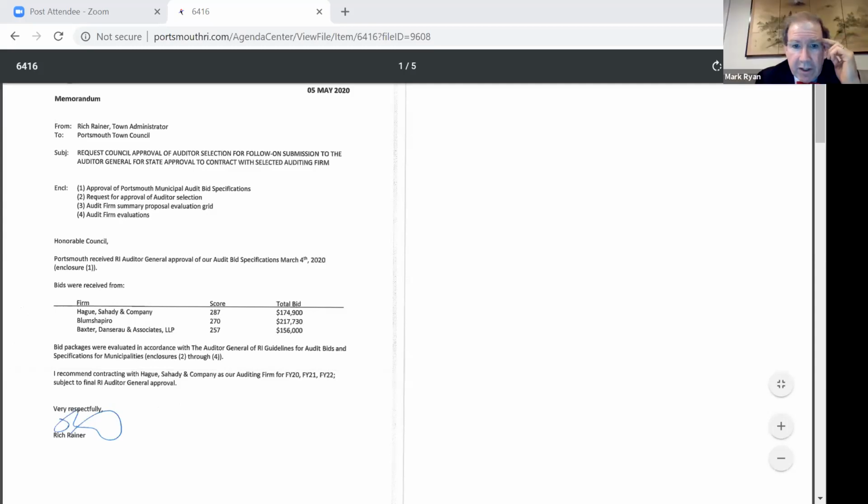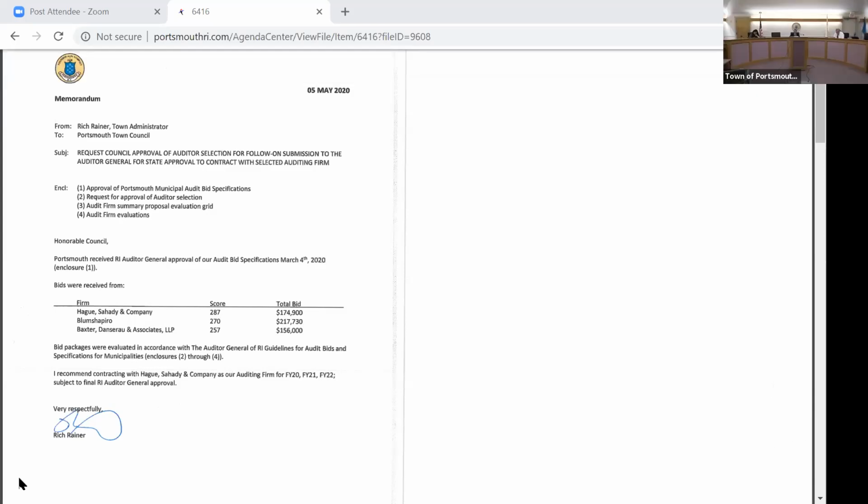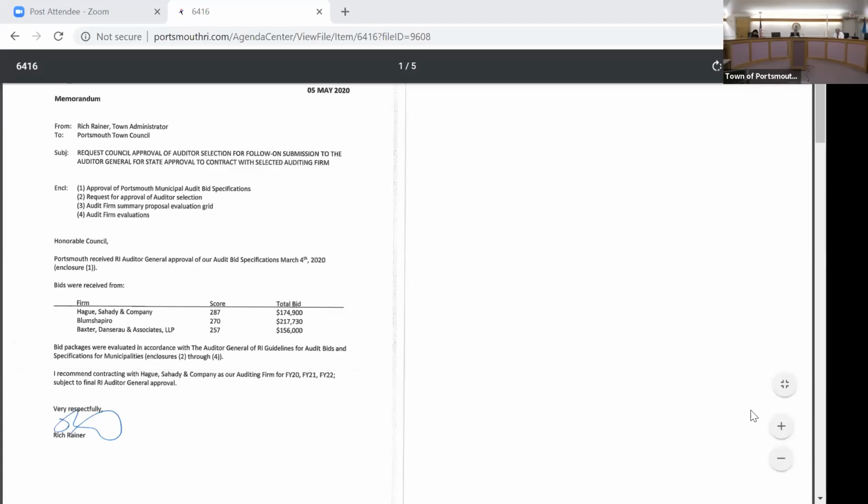Mr. President, I move that we contract with Heg Sahadi Company to be our auditors for fiscal years 2020, 2021, and 2022. Len Katzman, second. All those in favor? Ms. Jukusa? Aye. Ms. Abbott? Aye. Mr. Hamilton? Aye. Katzman? Aye. Mr. Kelly? Aye. Dr. Ryan? Aye. Mr. Aguirre? Aye. Motion passes 7-0.